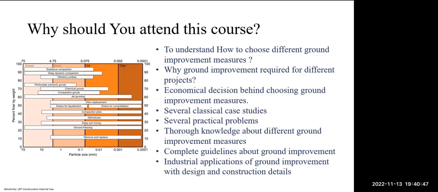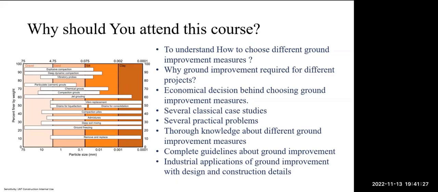It is very easy to say that we have to modify the soil and change the soil properties. Suppose you have to improve the soil shear strength or bearing capacity. Sometimes we need to provide more cohesion, sometimes we need to provide granular characteristics in the field, for example in an embankment, a retaining wall, or a reinforced earth wall. But there is no consolidated material related to that on how we will decide why it is required, and the economic decision behind choosing ground improvement measures.